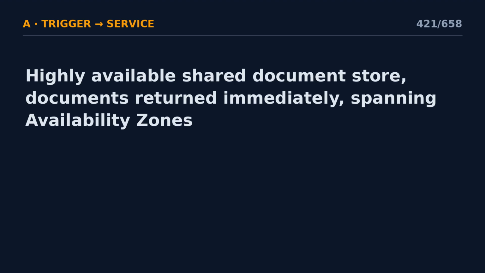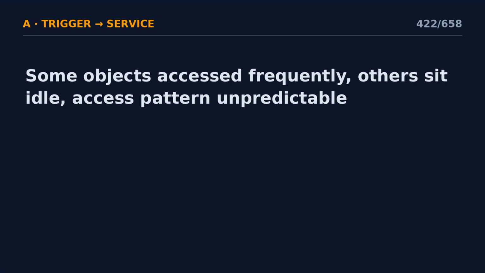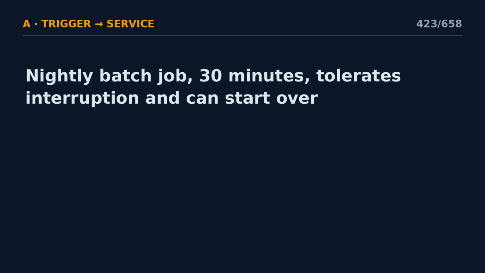Highly available shared document store, documents returned immediately, spanning availability zones. Answer: Amazon S3, not EBS and not Glacier, because it is highly available across availability zones. Some objects accessed frequently, others sit idle, access pattern unpredictable. Answer: S3 Intelligent-Tiering, which tiers automatically with no custom EC2 monitoring needed. Nightly batch job, 30 minutes, tolerates interruption and can start over.